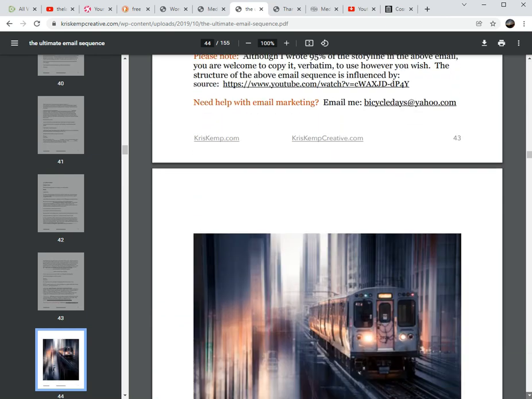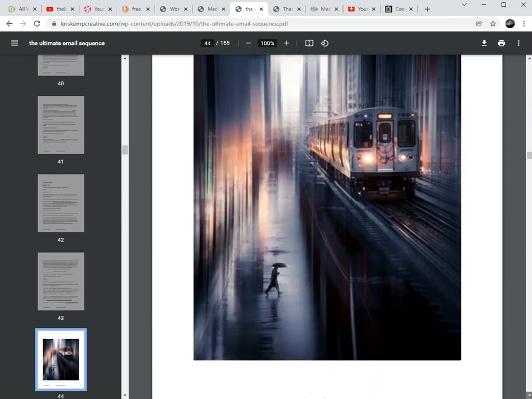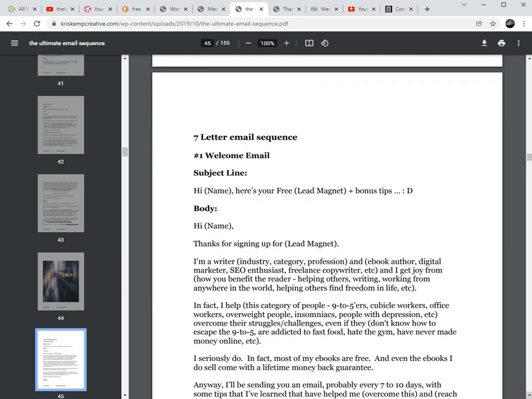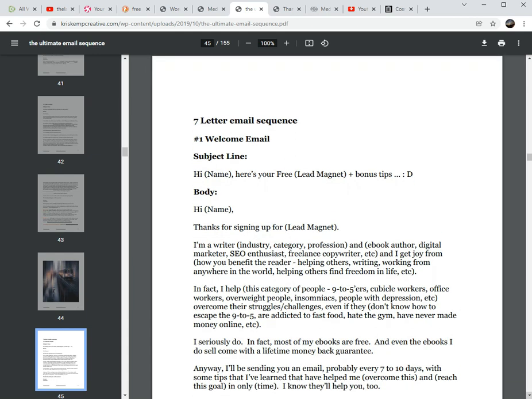And right now we're looking over the 5-letter fill-in-the-blank email sequence. Then, starting on page 45, I have the 7-letter email sequence. Okay, right now I'm going to pause the recording and take a break.